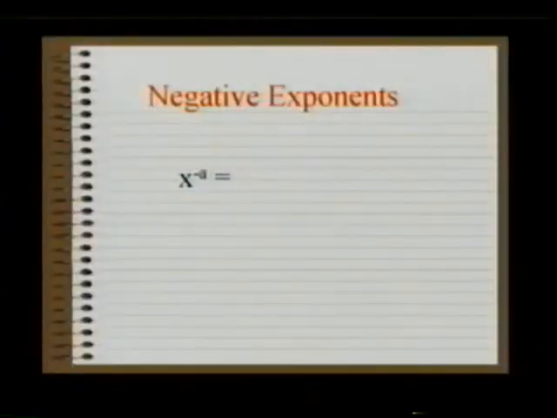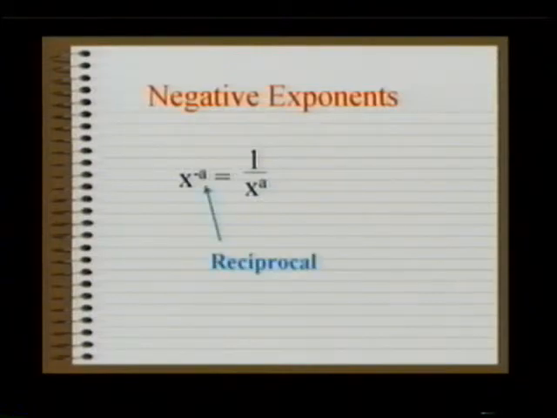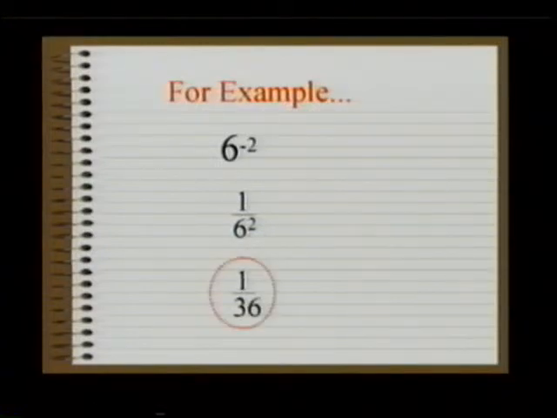Okay, what do we need to remember about negative exponents? Negative exponents, x to the negative a, just means reciprocate, or 1 over x to the a. That's what the negative means, the multiplicative opposite. 6 to the minus 2 means 1 over 6 to the 2nd, or 1 over 36.